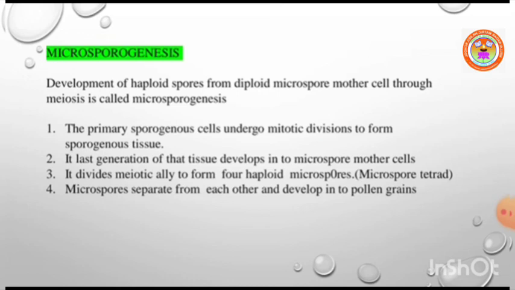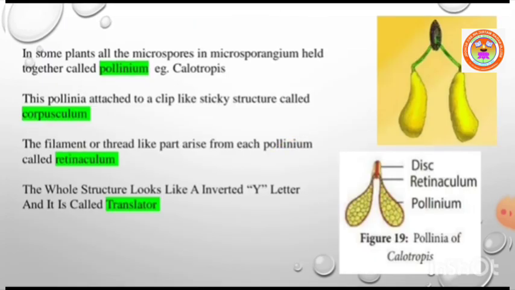In some plants, the microspores in the microsporangium are held together, called pollinium. Example, Calotropis. Dear children, I hope you understood the pre-fertilization events, in which the development of the anther, in detail through this video. In the next class, we are going to discuss the TS of mature anther.